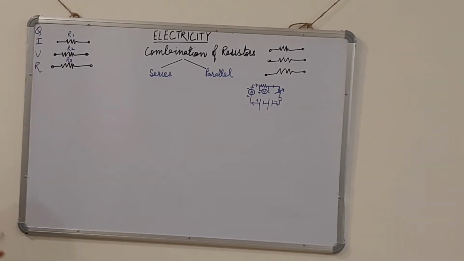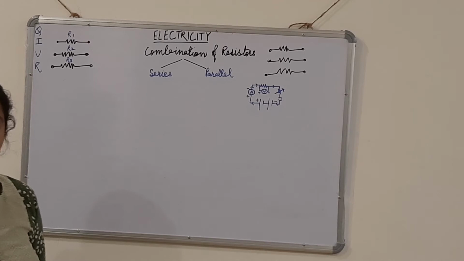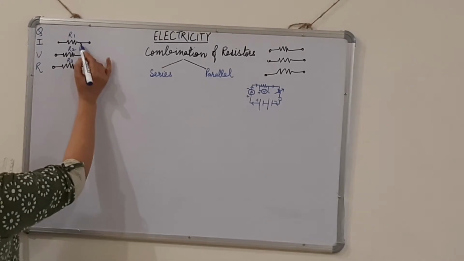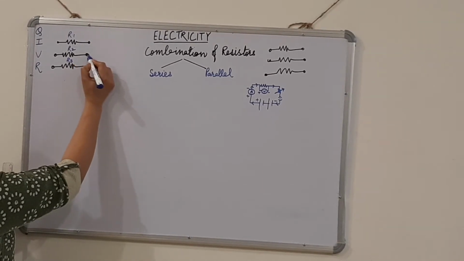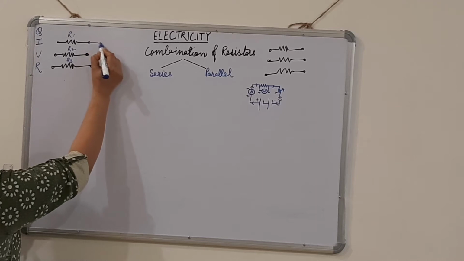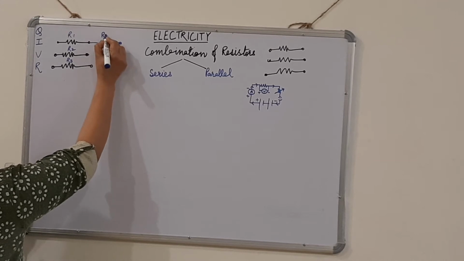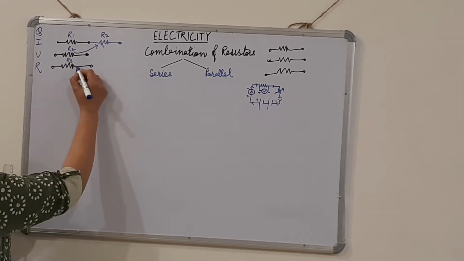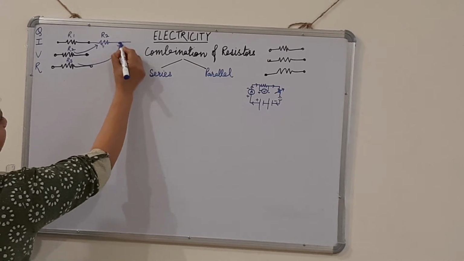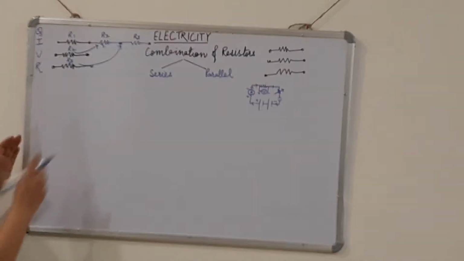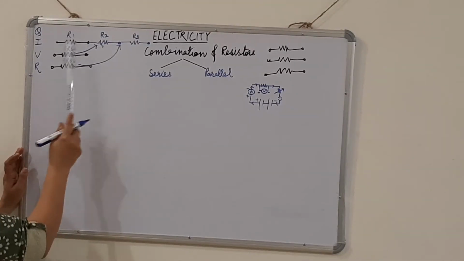Suppose there are three resistors. What is the series combination, children? First of all, it is the combination in which the resistors are connected end to end. What do you mean by end to end? There is resistance R1. If I bring this resistance here, this is my R2. I have taken this here and I want to take R3 also here. Now this is my R3. This combination of resistors, these are joined end to end.